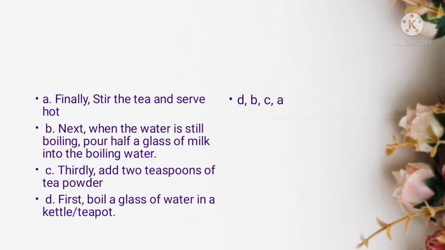Okay, let's see one more. Here also it is given very clearly. Finally, next, thirdly, first. So first, then next, here no 'then', so thirdly, then finally. Okay, so let's see what is first. First, boil a glass of water in a kettle. So it's starting making it hot. Then next, when the water is still boiling, pour half a glass of milk into the boiling water. Okay, thirdly, there is no 'then', so thirdly, add 2 spoons of tea powder. Finally, stir the tea and serve hot. So very well logically as well as sequentially connected and rearranged here.